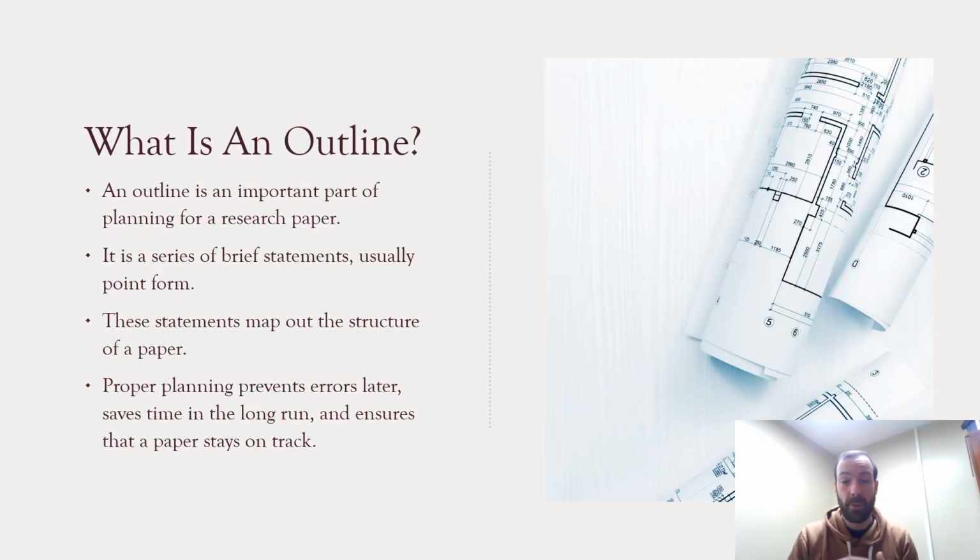So first, we've got to make sure that we know what an outline is. It's a really important piece of the planning. In my opinion, every time you write a significant paper, you should do this work of creating an outline. Basically, it's a series of brief statements, usually in point form, and those statements map out in order the structure of a paper: each component and what it's going to actually look like, what information it's going to contain.